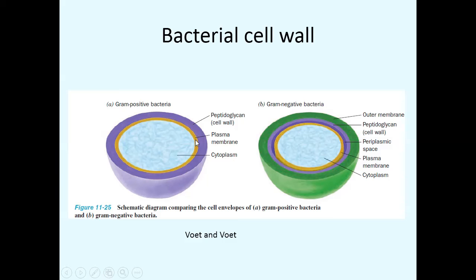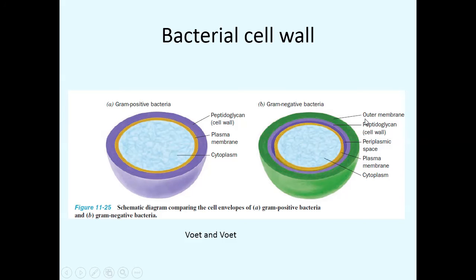The figure on the right shows cross-section of gram-negative bacteria. The cell wall peptidoglycan is shown in purple color. Note that gram-negative bacteria contain an additional layer around cell wall. This outer membrane is shown in green color in the figure.